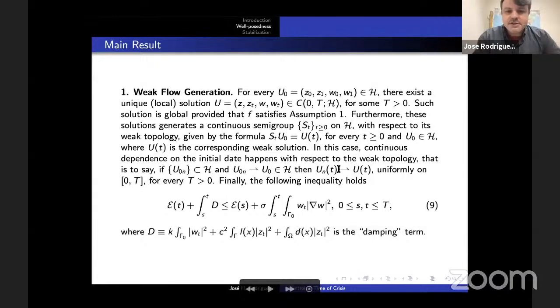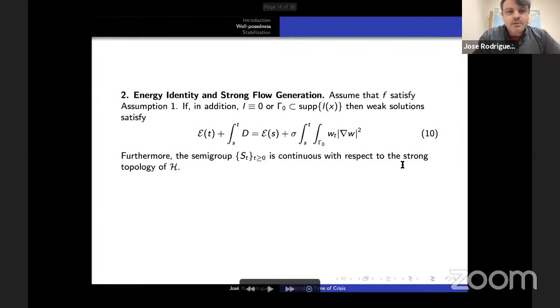So in this case, what we have is a flow which is continuous with respect to the weak topology. Also, the weak solutions will satisfy the energy inequality number 9. And here I denote the damping term by D. So at this point, we have this weak flow in the phase space. But it would be interesting to obtain a strong flow. So how do we do that?